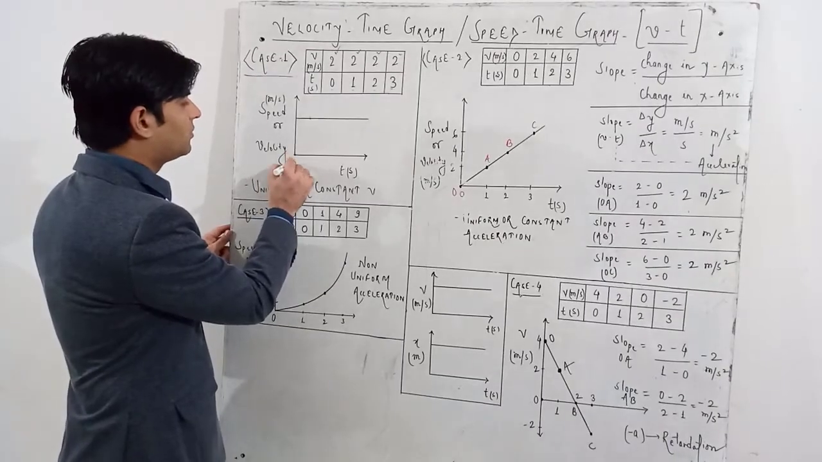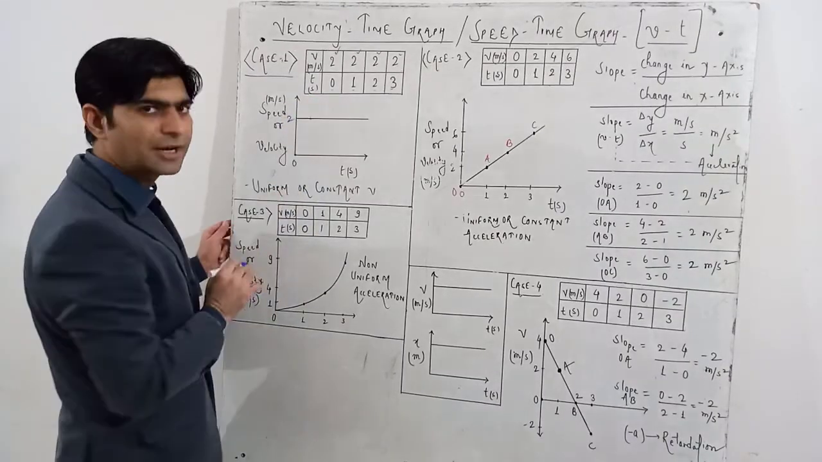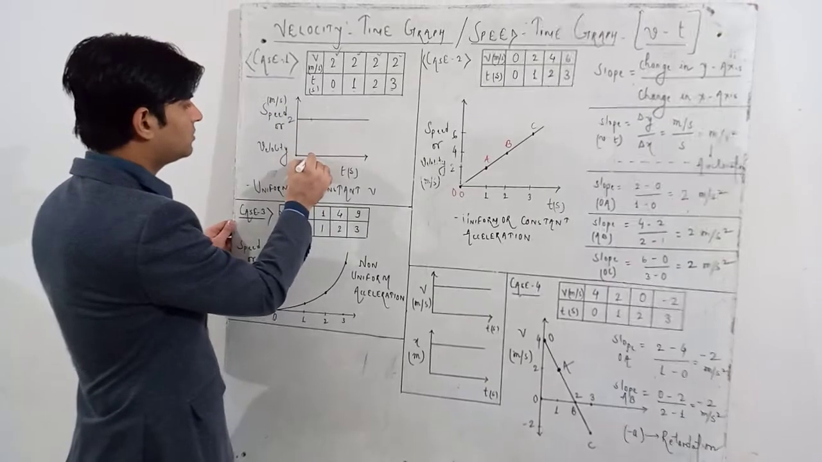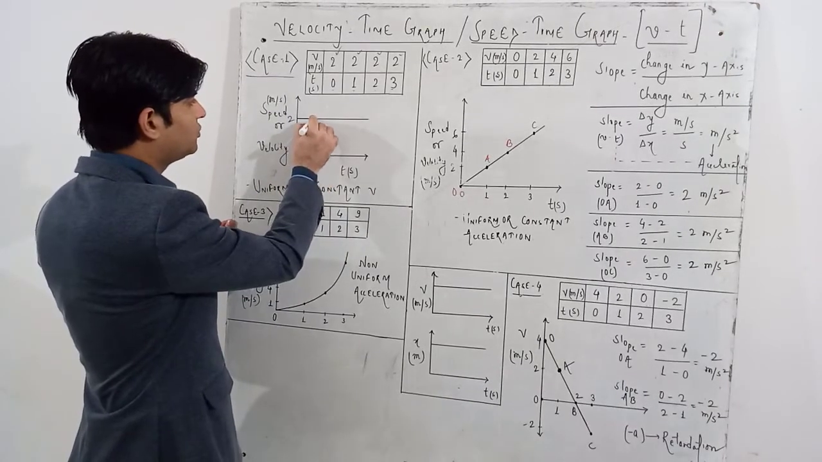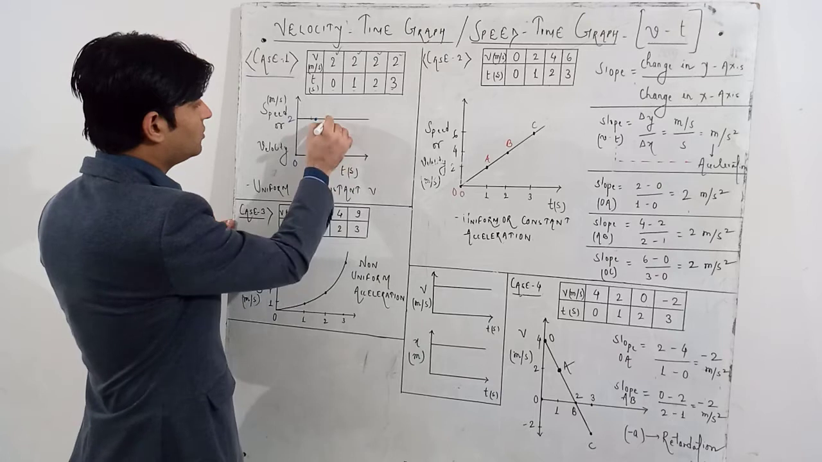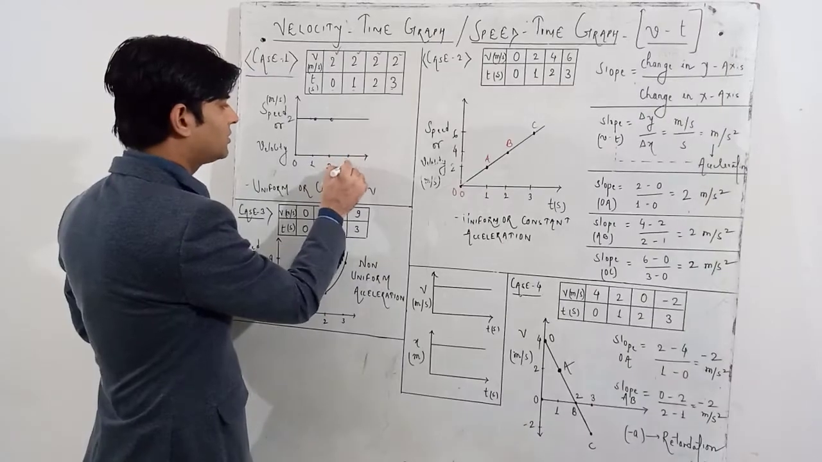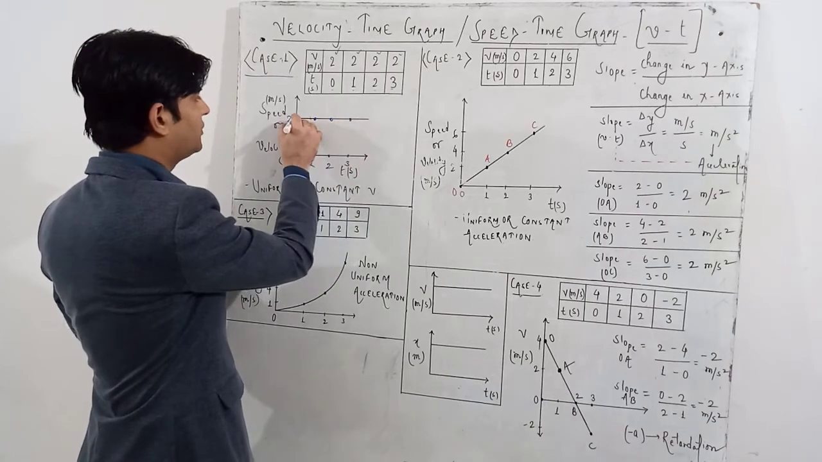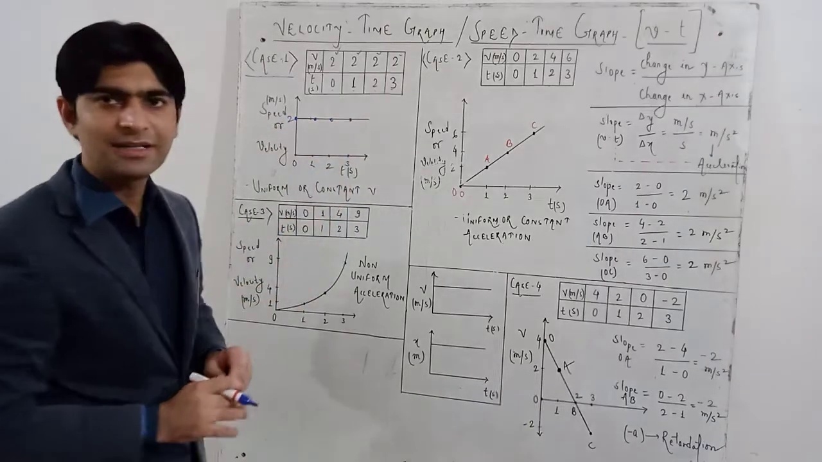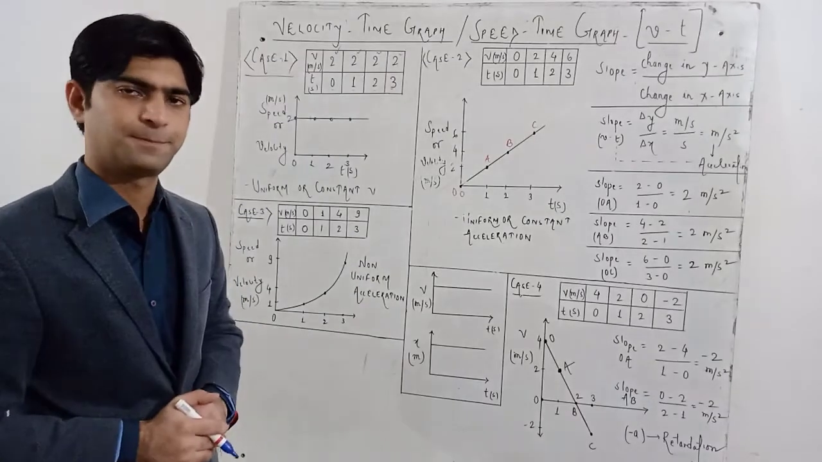At 0, velocity is 2 meter per second, so I will write 2 here. At 1 also velocity is 2. At 2 also velocity is 2. At 3 also velocity is 2. So if you join this graph, you will get a straight line parallel to the time axis.